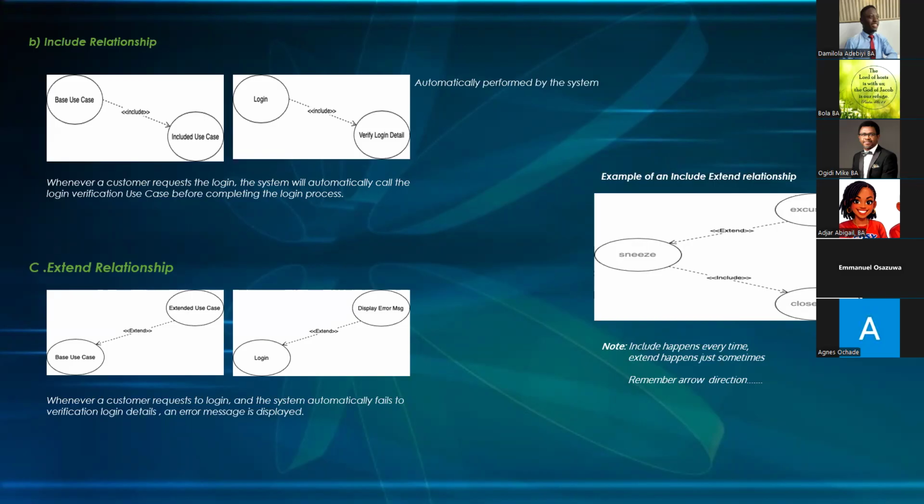Excuse me now depends probably on our mood or the environment we find ourselves in. Does it make sense? So the extend use case doesn't happen all the time, but the include use case happens every time. So you just make sure you understand the direction of the arrow of include and extend. Does this make sense, guys?